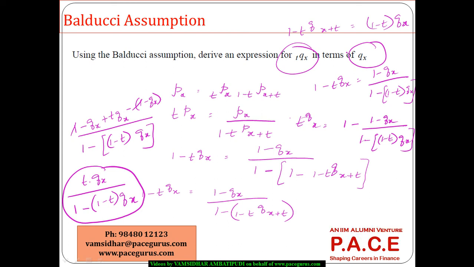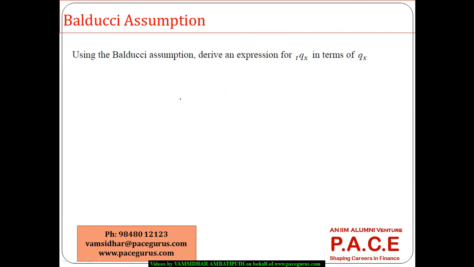Right? So, I mean, the basic Balducci's assumption will still remain the same as long as I am looking at some t between 0 and 1. 1 minus t qx plus t is getting simplified as 1 minus t times qx. An easier assumption that this works only when t is between 0 and 1. Right?